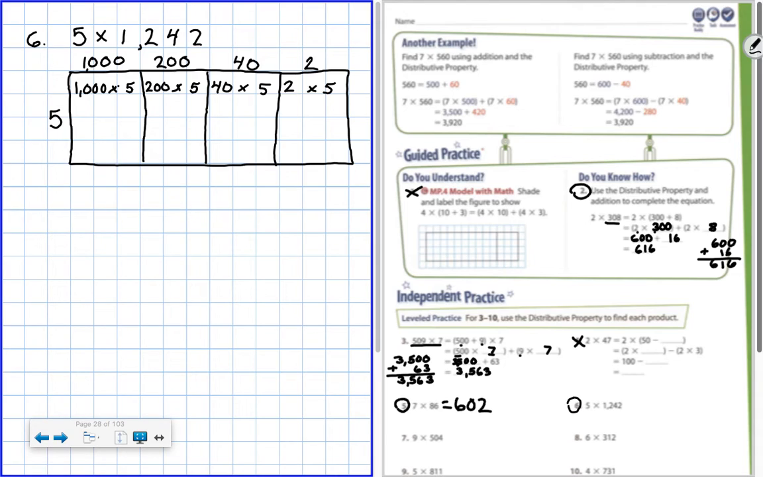So use your zeros trick. Look at 1,000 times 5. What's 1 times 5? 5. Stick on the 3 zeros. 1,000 times 5 is 5,000. Use your zeros trick for 200 times 5. 2 times 5 is 10. Stick on 2 zeros. You get 1,000.